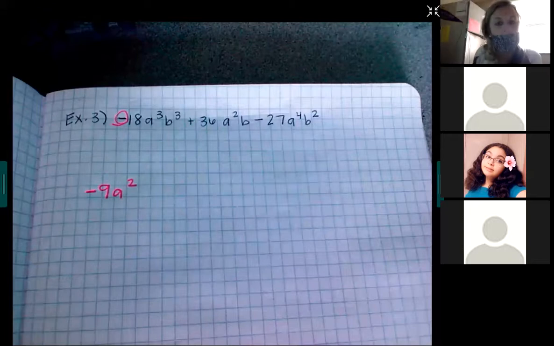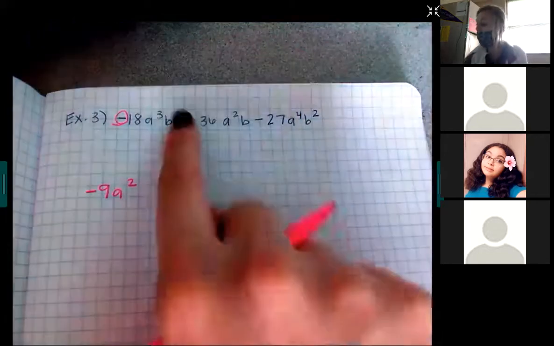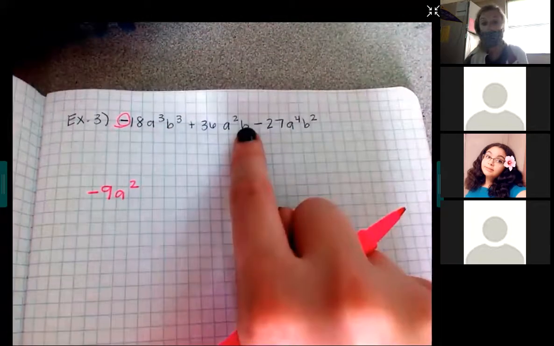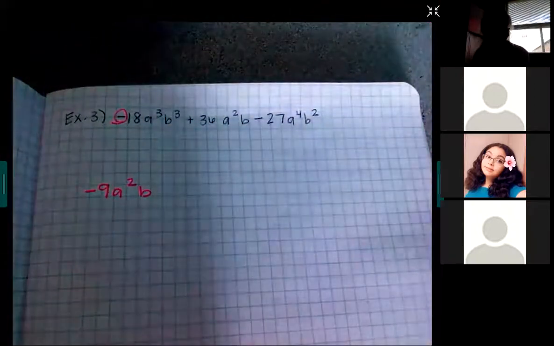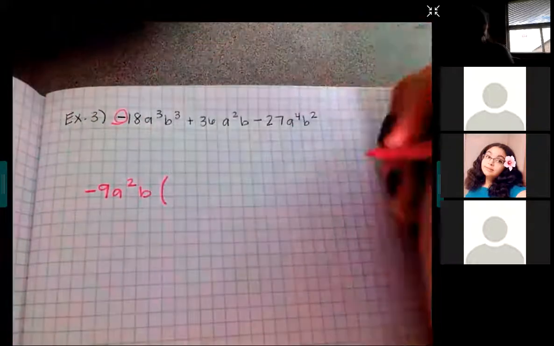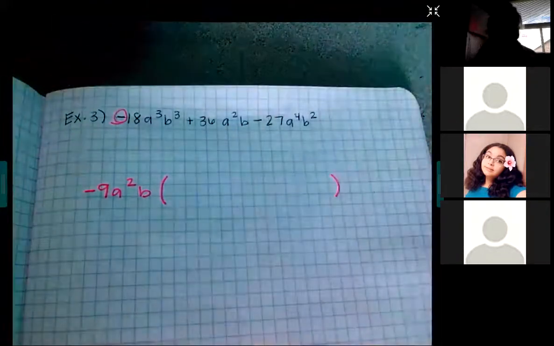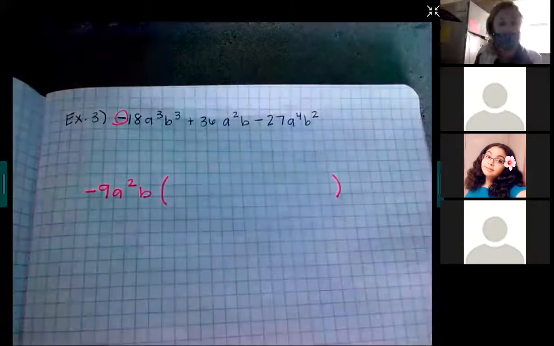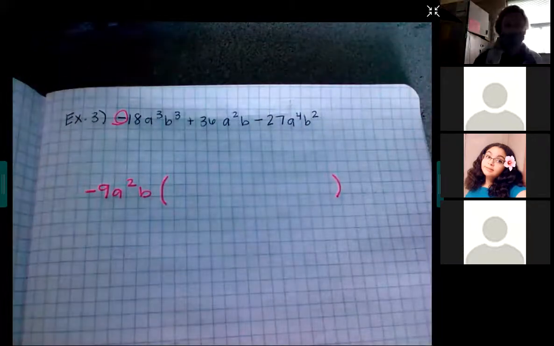Okay, good. And then how many B's could we take out? 1. Oh, good. Be careful. 3, 2, there's only one here, so we can take out 1 B. So good, Brooke. I've got my GCF. Now we just need to figure out what we multiply it by to get this polynomial. So how do I do that? How do I figure out what I multiply it by?